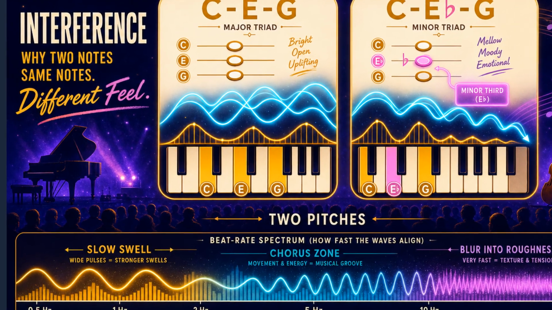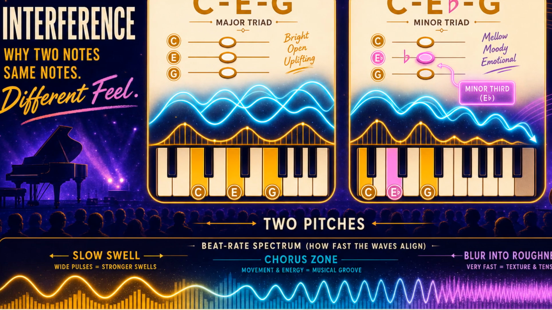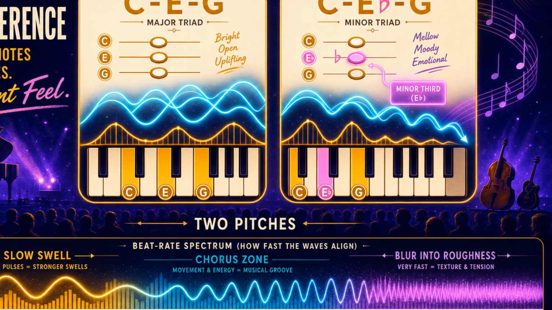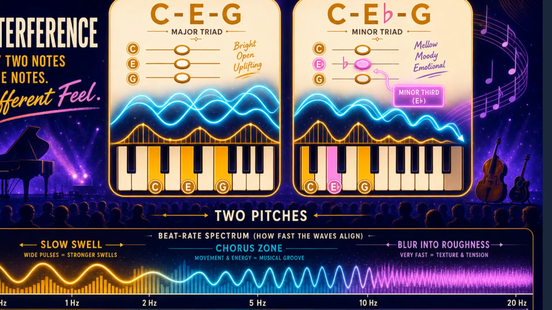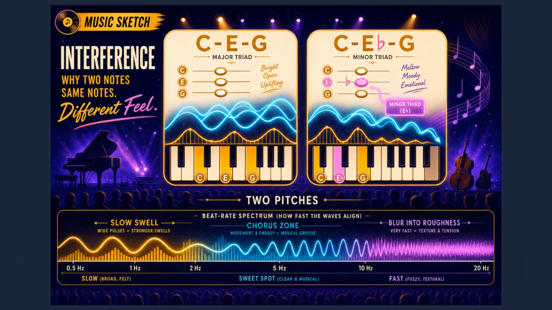Chorus detune lives here. Wider gaps accelerate the pulse until beats blur into roughness. Past roughly 15 to 20 Hz, the ear stops hearing wobble and starts hearing two separate pitches. The beat zone is a narrow neighborhood.